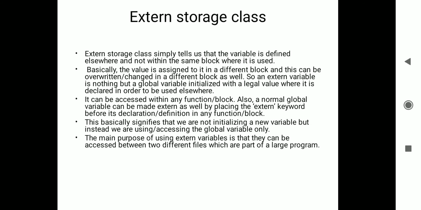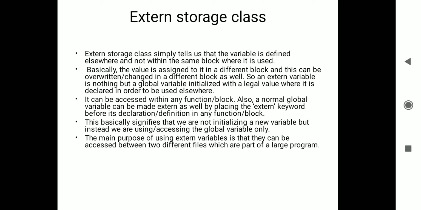Last one is the external storage class. The external storage class simply tells us that the variable is defined elsewhere and not within the same block where it is used. It signifies that we are not initializing a new variable, but instead we are accessing the global variable. The main purpose of using an external variable is that it can be accessed between two different files which are part of a large program.